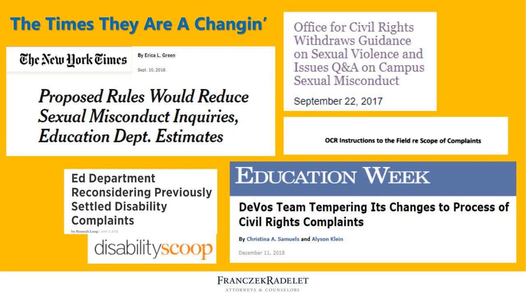So we have seen a lot of changes from OCR within the last year. This slide just kind of highlights a few of those. We saw the proposed regulations that were leaked in the New York Times back in September. We've seen the issuance of new guidance. We've seen the withdrawal of old guidance. We've seen internal communications about the scope of investigations. And we've also seen a resurgence of web accessibility complaints. Finally, we've also seen the OCR update its case processing manual, which will be the topic mostly of today's conversation.